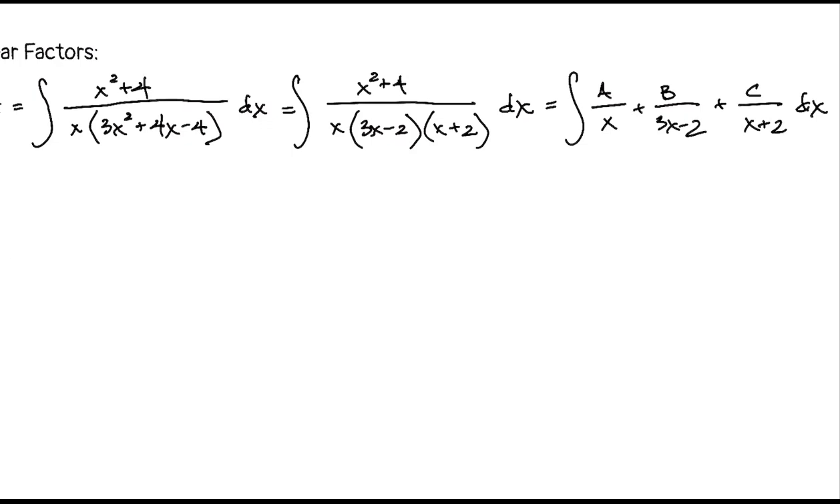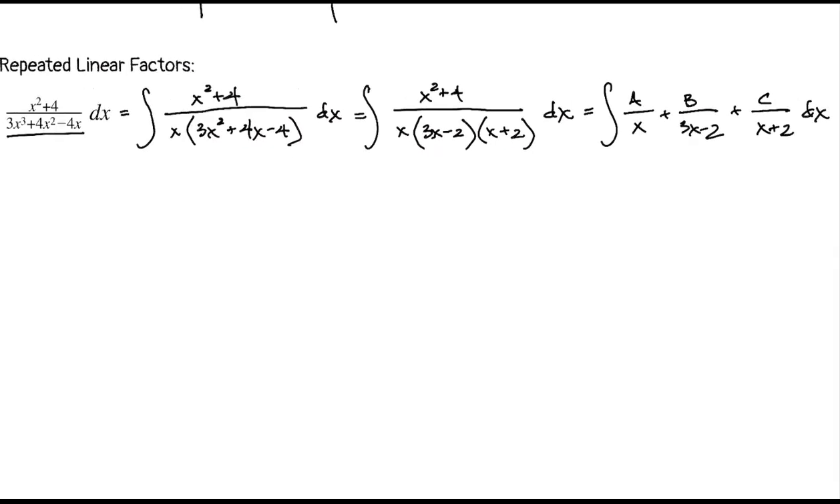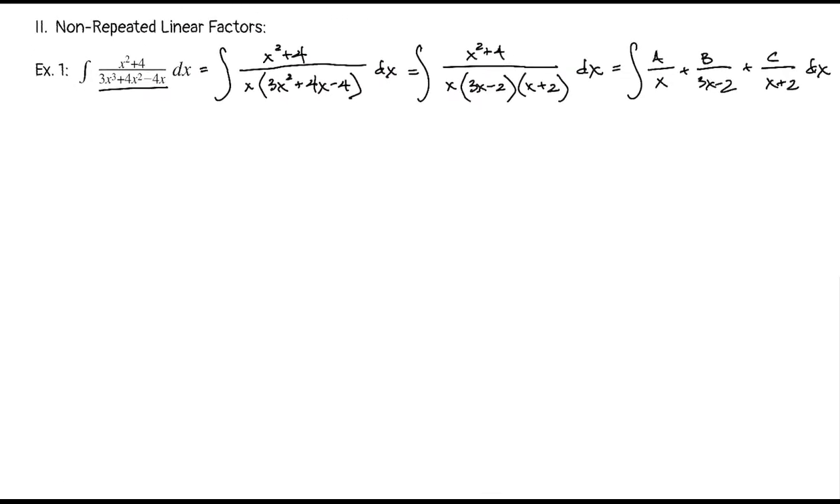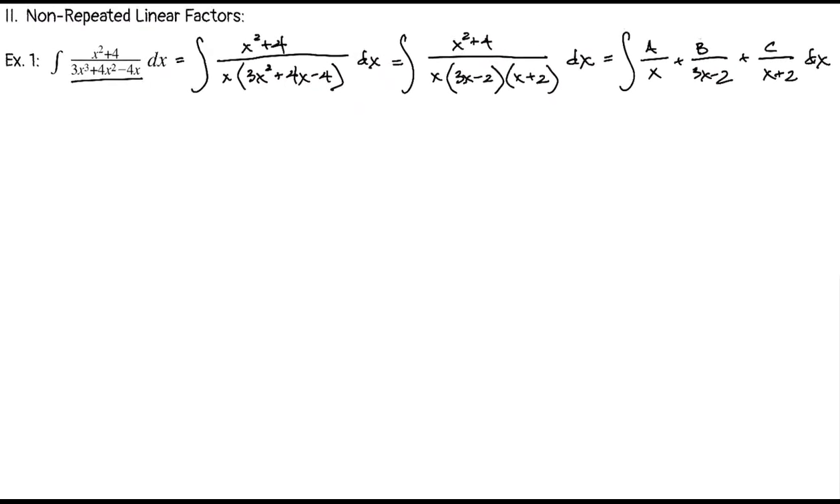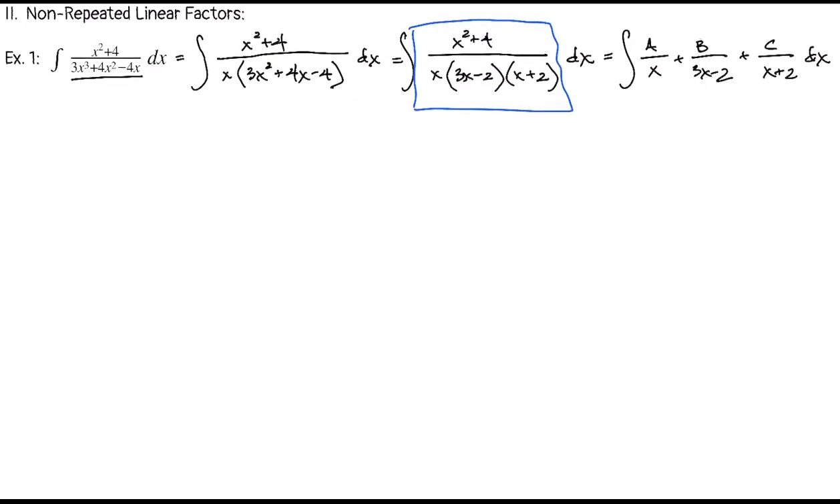Now, all 3 factors that we had were linear, and they're not repeated. And so that's why I was able to put a constant on the top. So a for a constant, b for a different constant, c for a different constant, okay? All right, so now our job is to find our a, b, and c, all right? So we're going to go ahead and write out this and set it equal to this.